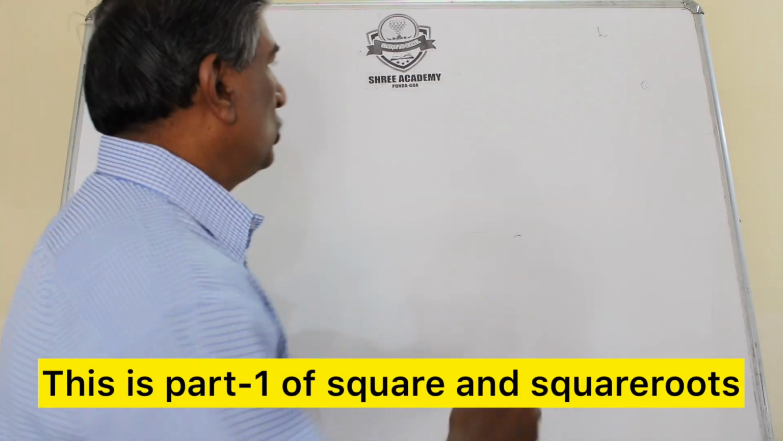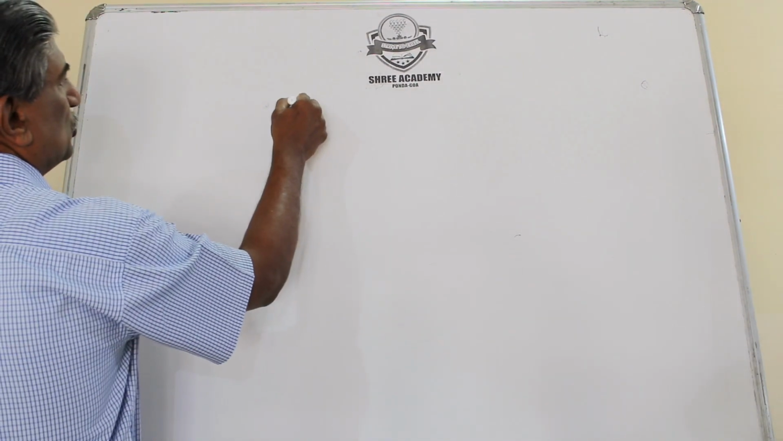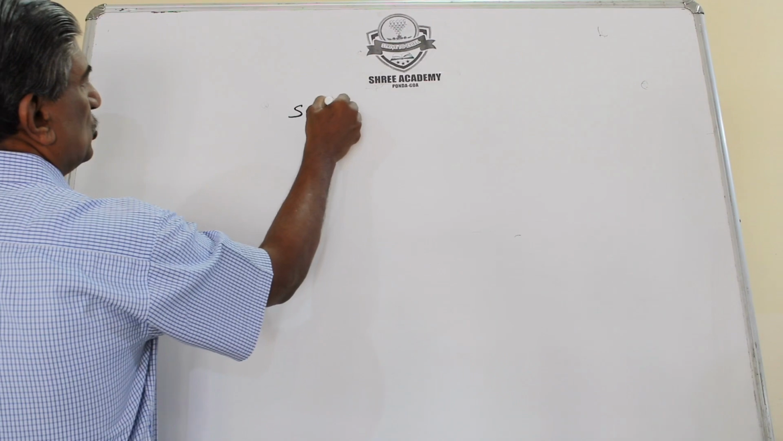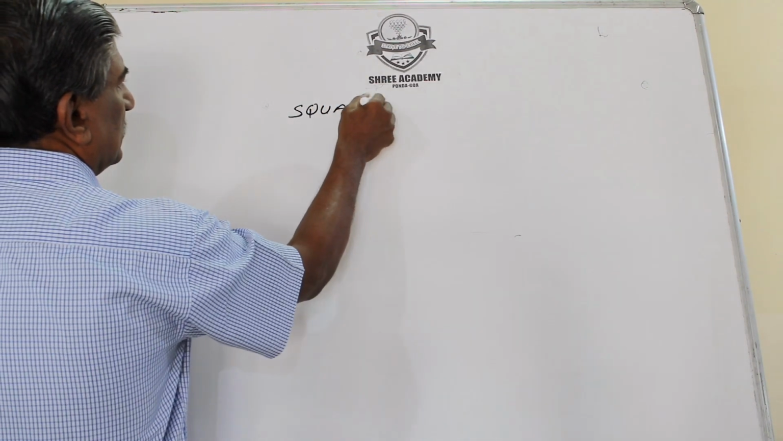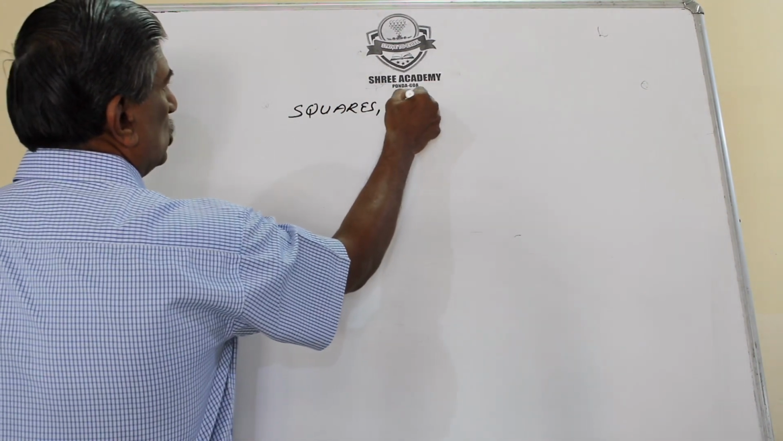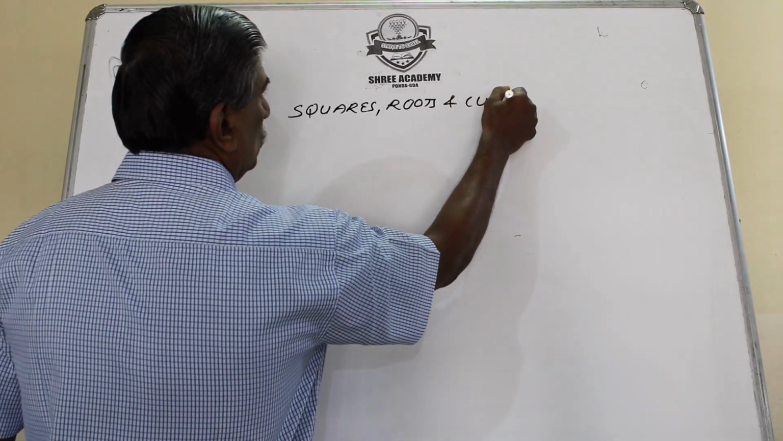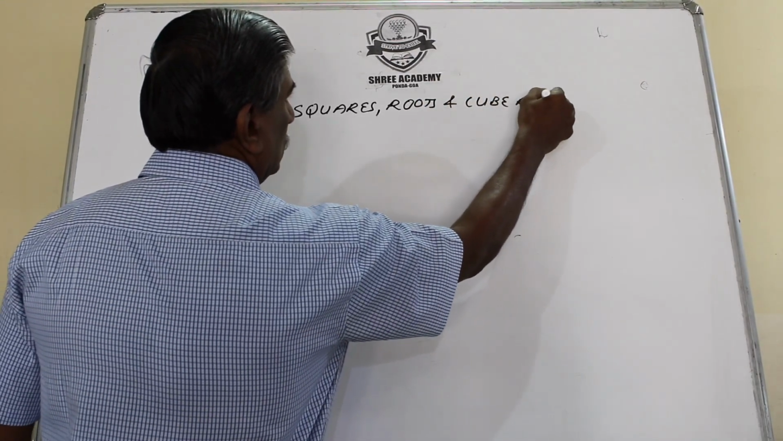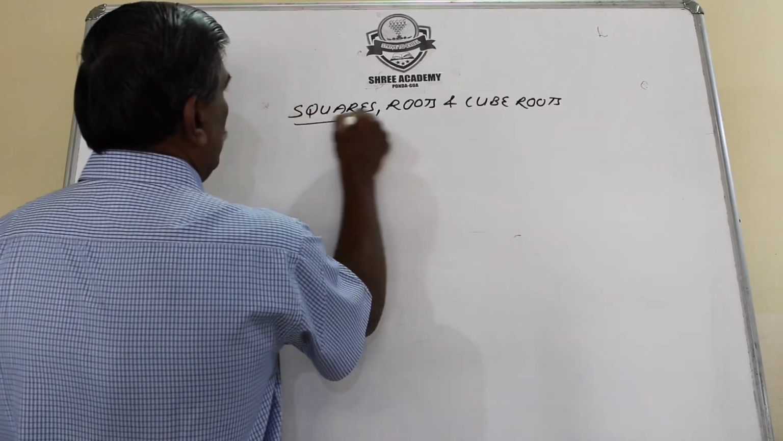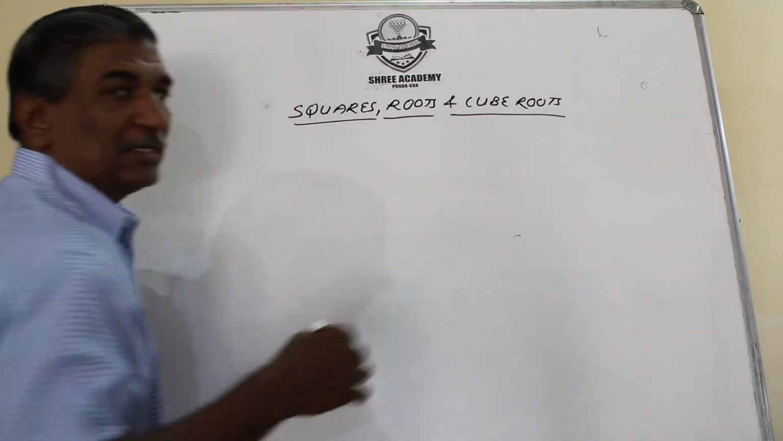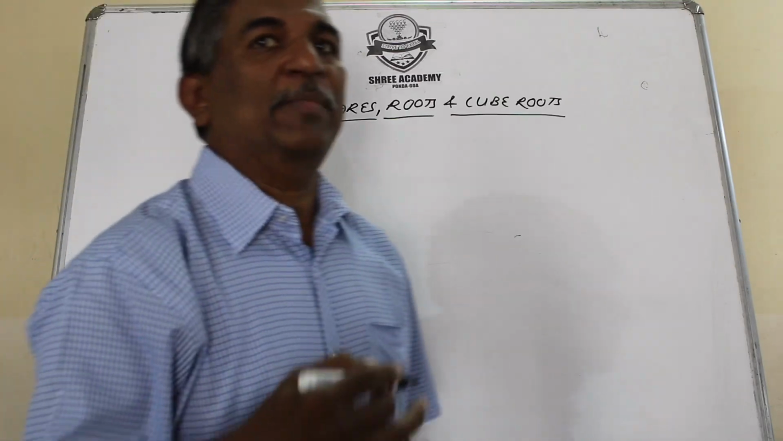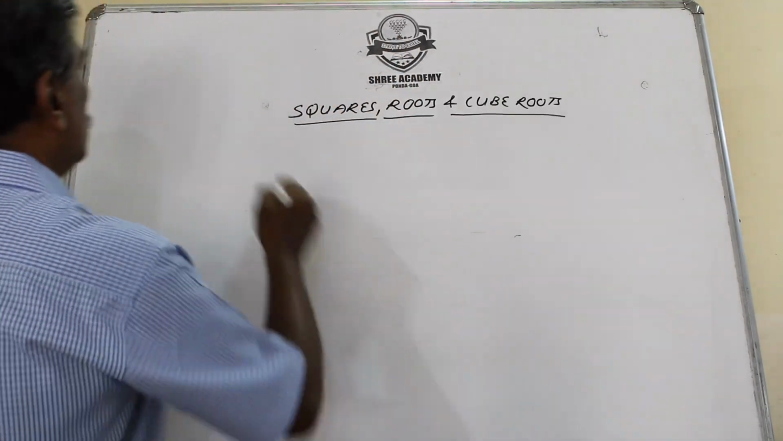Hello friends, today we will be doing a small chapter called squares, square roots and cube roots. What do you mean by squares? Square means a number when it is multiplied by itself, it is called a square.